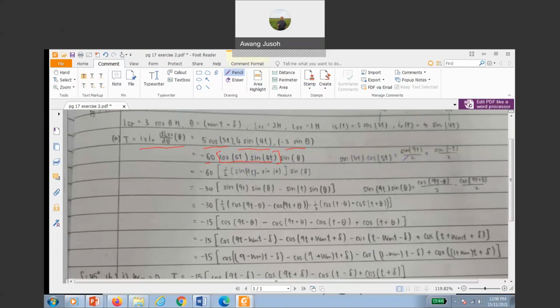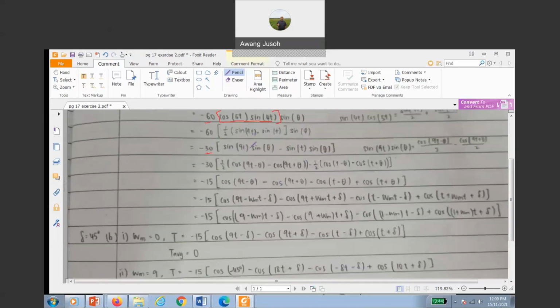Here you have the cosine multiplied by sine, you get sine plus sine, that means sine 9t plus sine negative t. Or you can also put negative sine t, same thing. Then you solve the problem, half divided by half, then you get 30 there. 60 divided by 2, you get 30. And then the last one, you multiply sine and sine: sine 9t, sine theta, minus sine t, sine theta. You put this one again.